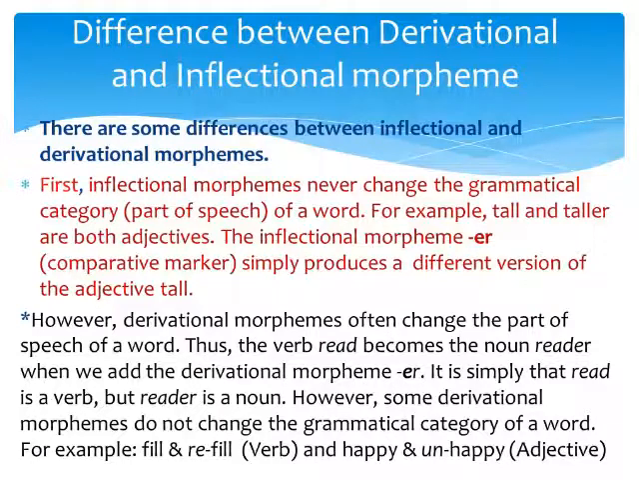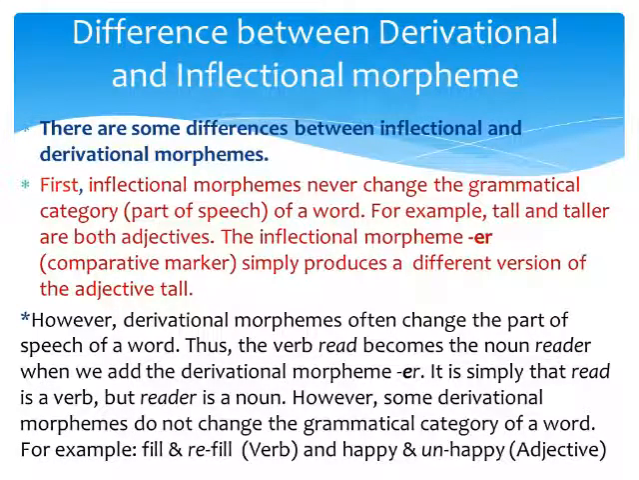So let us have a look at the differences between derivational and inflectional morphemes. Dear viewers, there are some differences between inflectional and derivational morphemes. First, inflectional morphemes never change the grammatical category of a word. For example, tall and taller are both adjectives. They do not change the grammatical category because both of them are adjectives. And the inflectional morpheme er, the comparative marker, simply produces a different version of the adjective, like tall, taller and tallest.